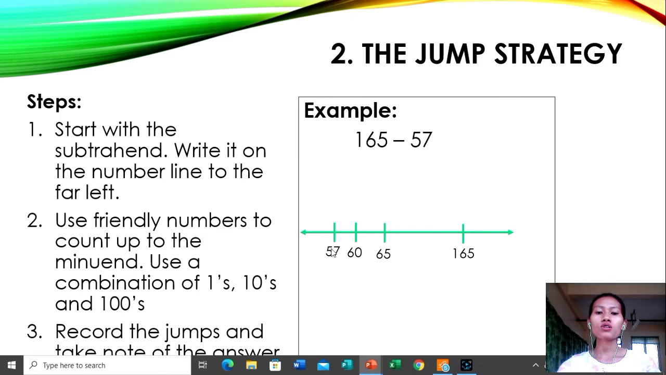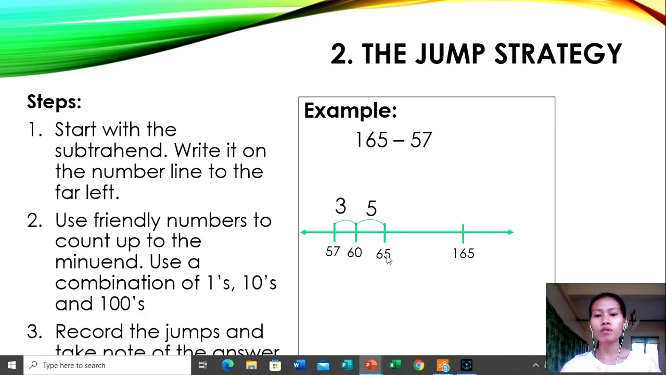So, from 57, mag-jump po tayo papunta sa 60. Ilang beses po tayo mag-jump papunta ng 60? 3. And then, mag-jump ulit tayo sa isang friendly numbers ulit, which is 65. 65 is a friendly number, mas madaling number. So, mag-jump tayo from 60 to 65. So, ilang beses po tayo mag-jump? Mag-jump po tayo ng 5 times.